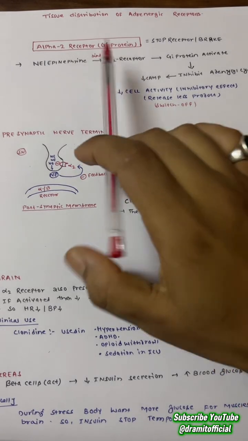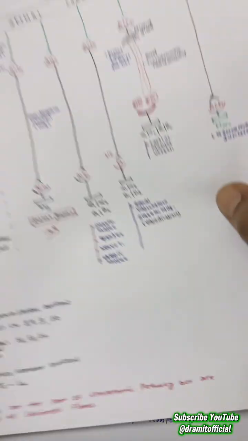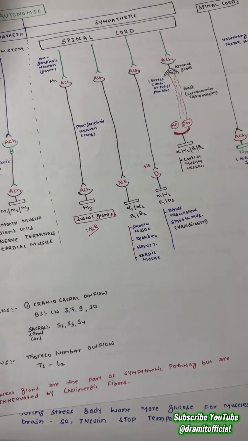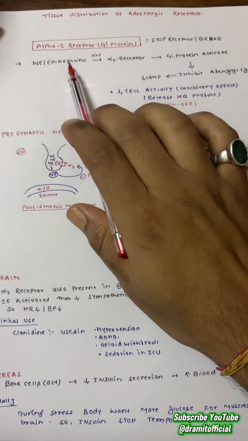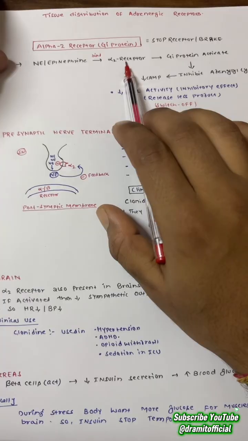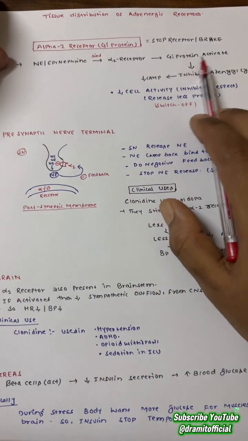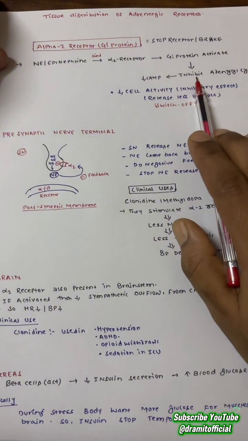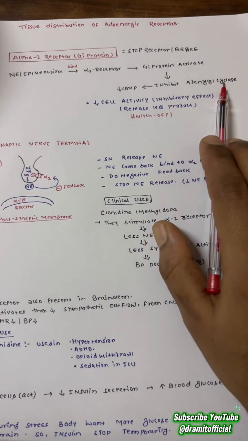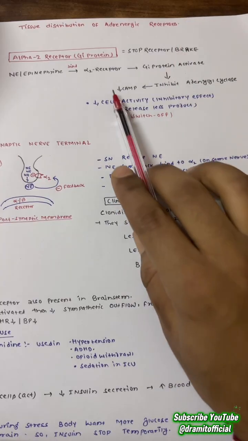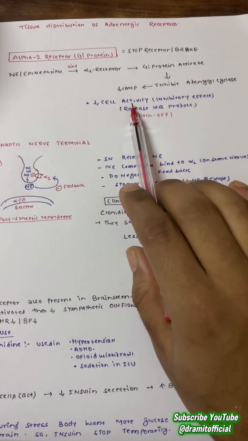Now we'll talk about alpha 2 receptors. When norepinephrine is released from the postganglionic neuron, it will bind to alpha 2 receptors. It is also G protein coupled. So the G protein is activated, then a secondary messenger is released, and that will inhibit the adenylyl cyclase. Because of that, there will be decreased cAMP in the cell, and whenever there is decreased cAMP in the cell, activity will decrease.